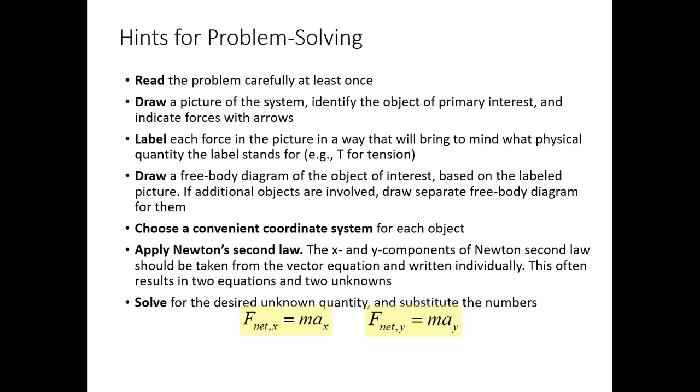Choose a convenient coordinate system for each object and apply Newton's second law. The x and y components of Newton's second law should be taken from the vector equation and written individually. This often results in two equations and two unknowns. Now solve for the unknown quantity and substitute the numbers. So F_x equals m a_x and F_y equals m a_y. This is Newton's second law in the x and y directions.